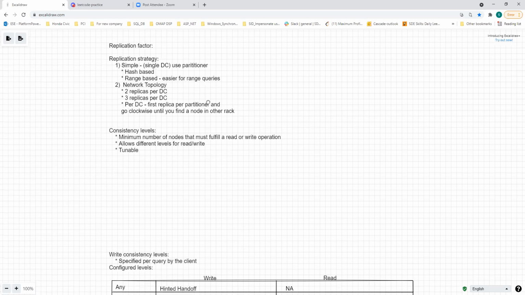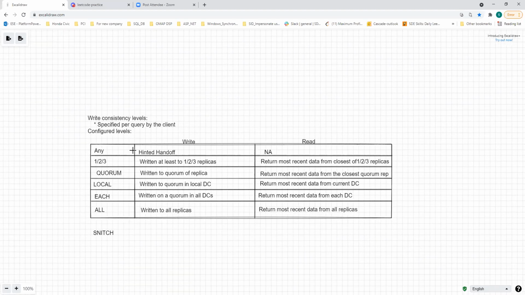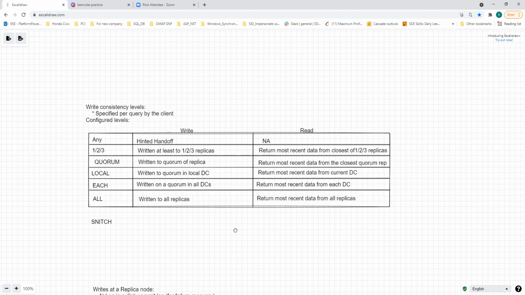Okay. So there is one table which I got from somewhere, and it lists the consistency levels. Also, the consistency level is specified per query by the client. So the client specifies a consistency level, and it can be different for different queries. I'm not sure that is right, but I think it might be. Whatever it is, here are some of the configured levels, which go from the very least consistency level to the very highest.